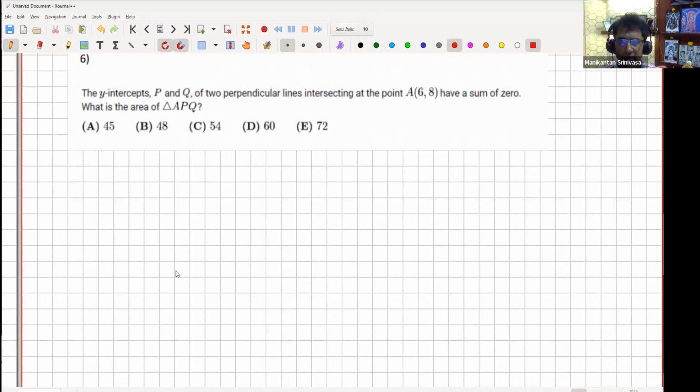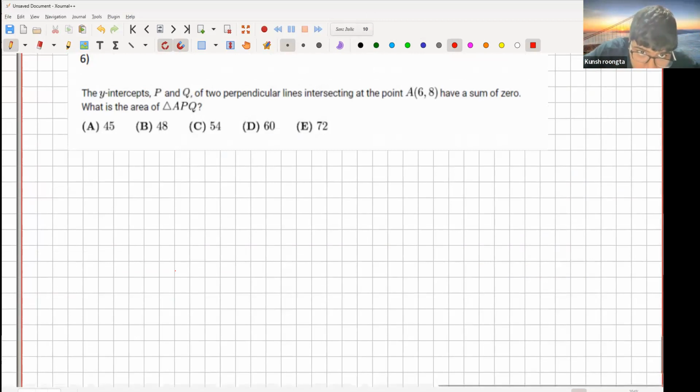Anyone on this one? Have you guys attempted it? If not, we'll directly discuss then, since we have only 3-4 minutes. Has anyone attempted and got an answer? Kunsh, have you? So I tried it, but I couldn't figure out how to get started on it.